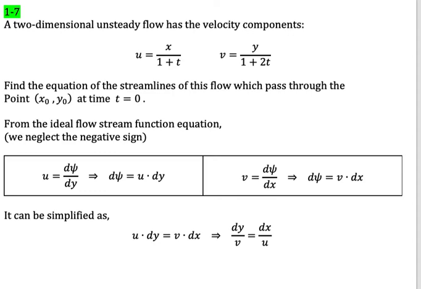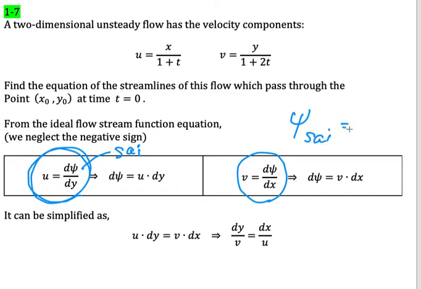And for the Cauchy-Riemann equation, normally it comes with this one. So u is the velocity component on the x-axis, which can be written as dψ over dy, and v is dψ over dx. So the ψ here is actually the stream function.